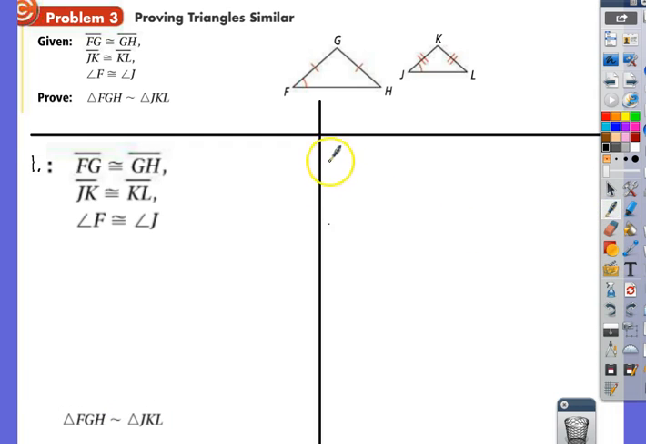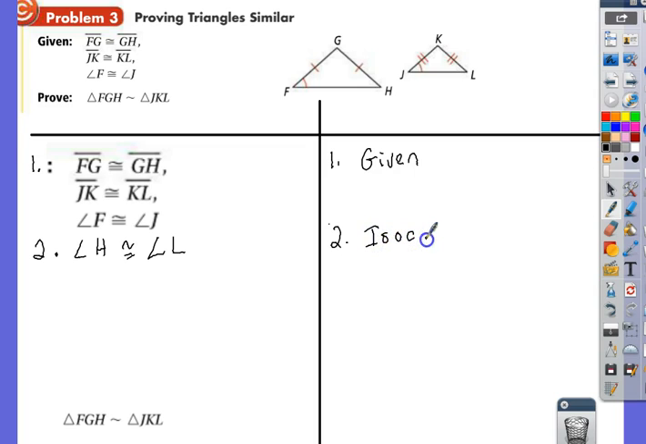All right, so reason number 1 is given. So what kind of triangles are these? Isosceles triangles. So what do you know about isosceles triangles? Their base angles are congruent, aren't they? So in this case, can't I say that angle H is congruent to angle L? What would that reason be again?